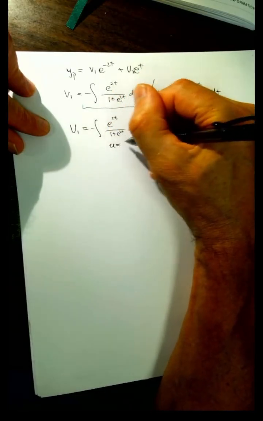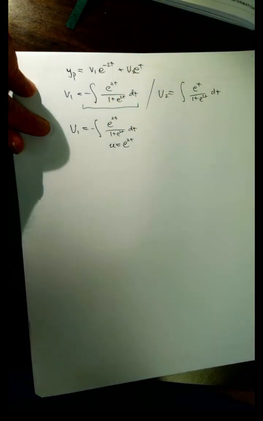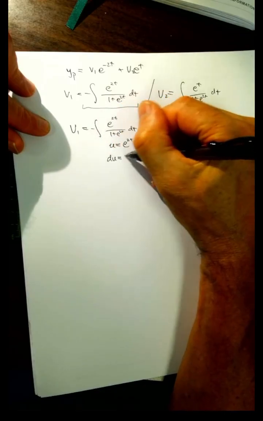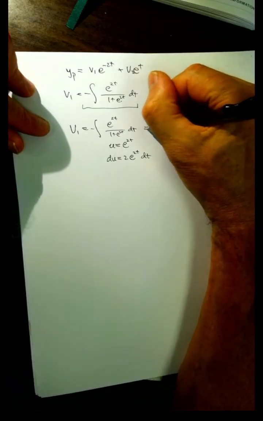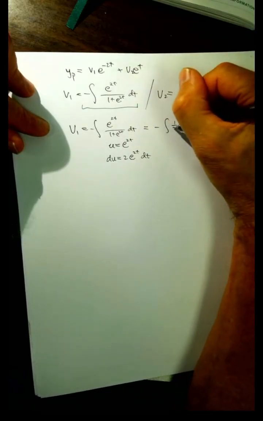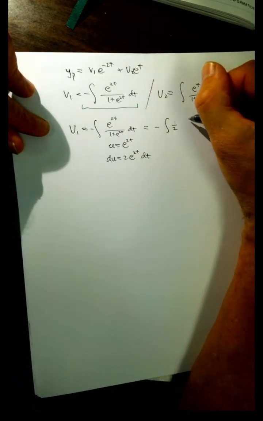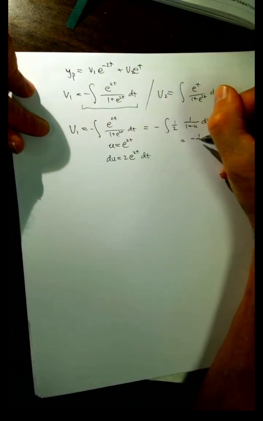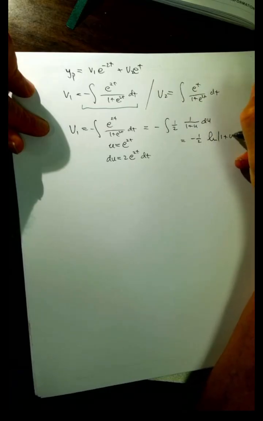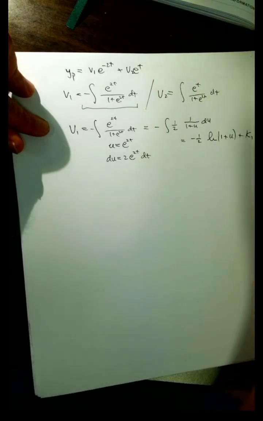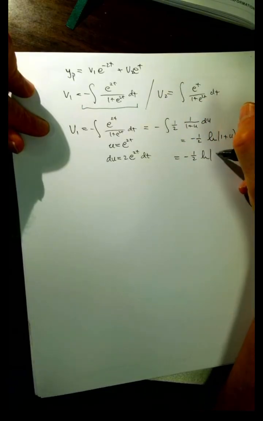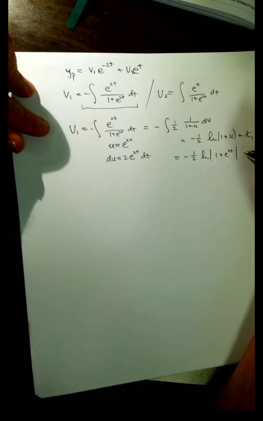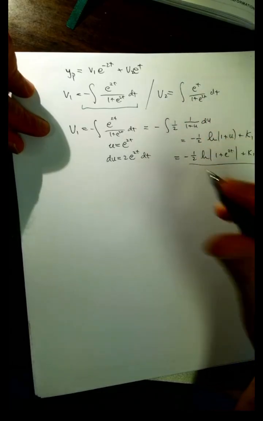v1 is negative e to the 2t over 1 plus e to the 2t dt. Let's do a u substitution. We'll let u equal e to the 2t. So du is 2 e to the 2t dt. So this becomes negative 1/2 of 1 over 1 plus u du. So I get minus 1/2 log of 1 plus u plus k1. So this becomes minus 1/2 log 1 plus e to the 2t plus k1. So there's my v1.